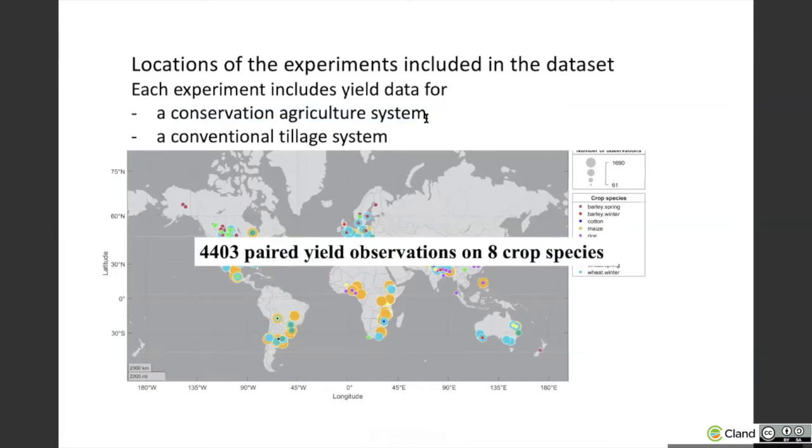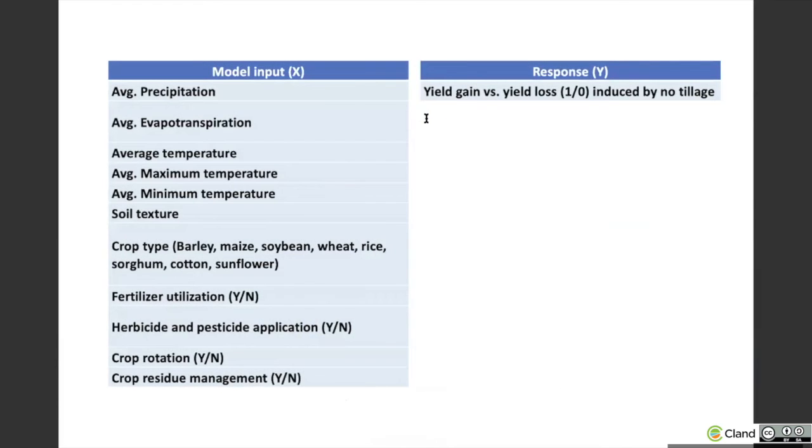So the data set included more than 4,000 paired yield observations on 8 crop species. And the inputs here are listed in this table. So you have input related to average precipitation, average evapotranspiration, and so on. So you have the crop type as input, some variables characterizing the system. And here the response is not a continuous variable, it's a yes or no output. So it's a binary response. So y is equal to 1 when you have a yield gain with conservation agriculture, and y is equal to 0 when you have a yield loss.